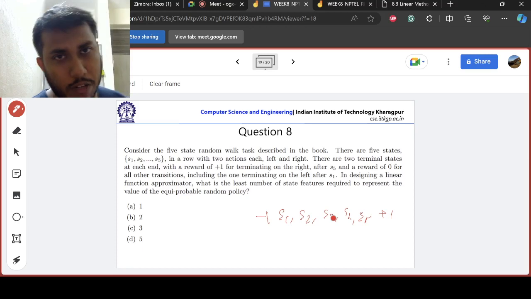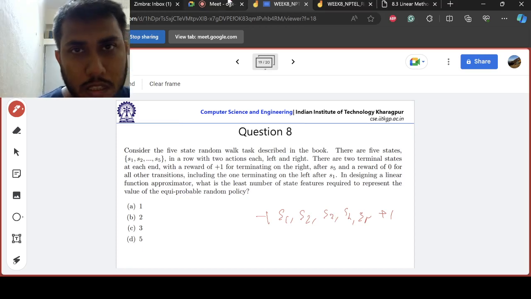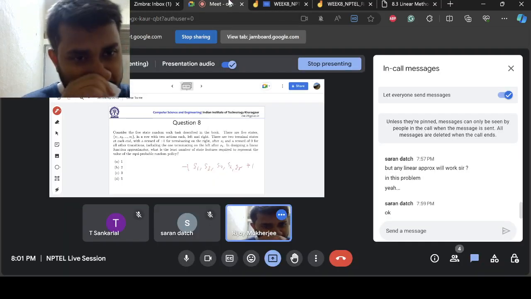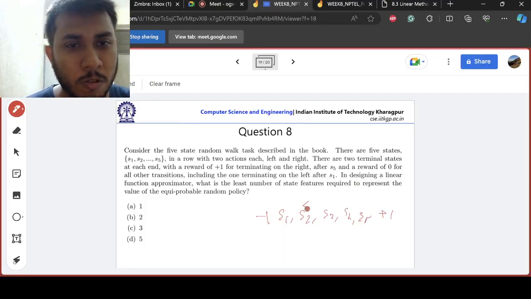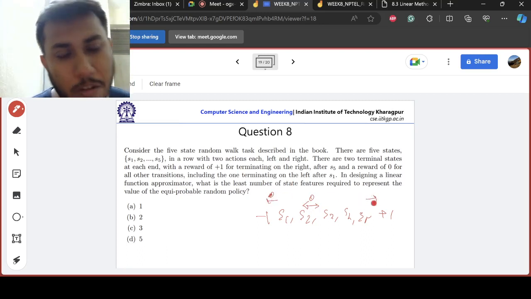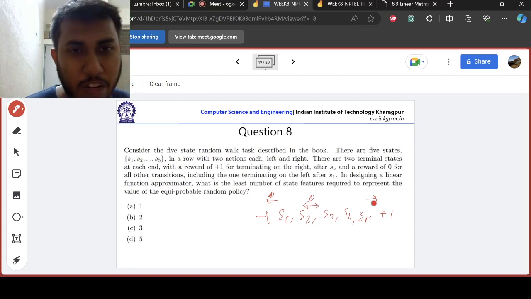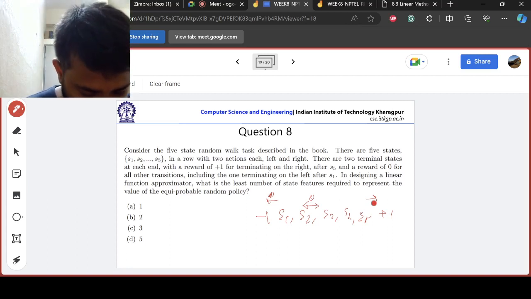How many states will you require? Come on, this is easy. You have been given some of the states. If you move between this and this, you will get 0 result. If you go this side, you will get -1. If you go this side, you get +1. So how many states are required to represent this problem?